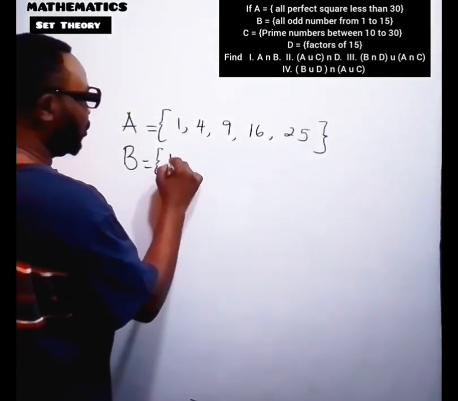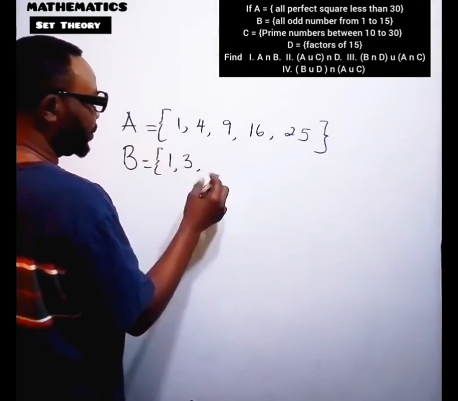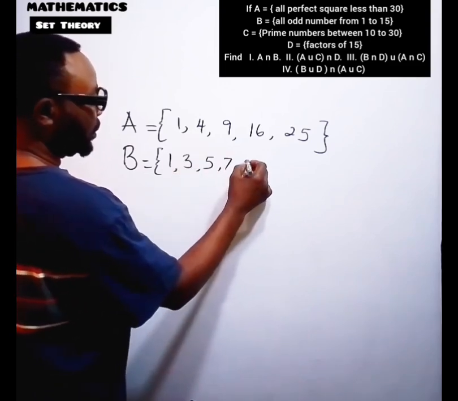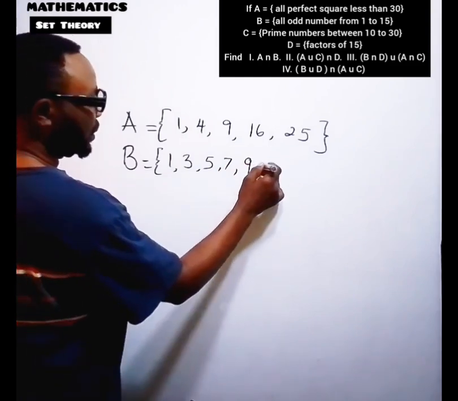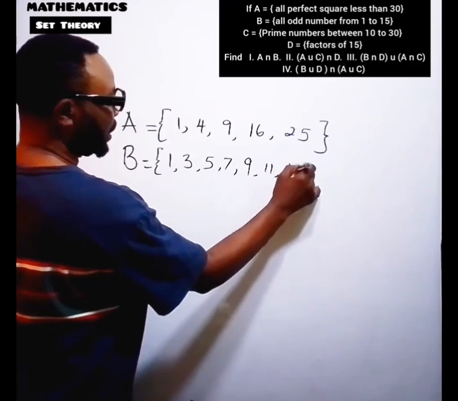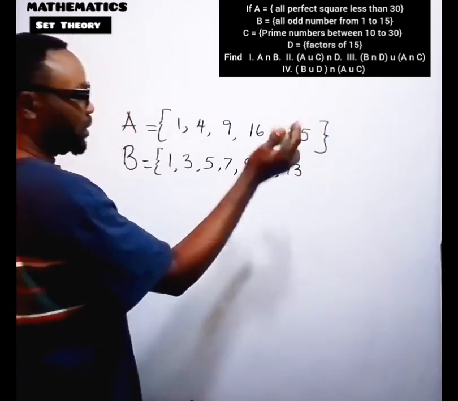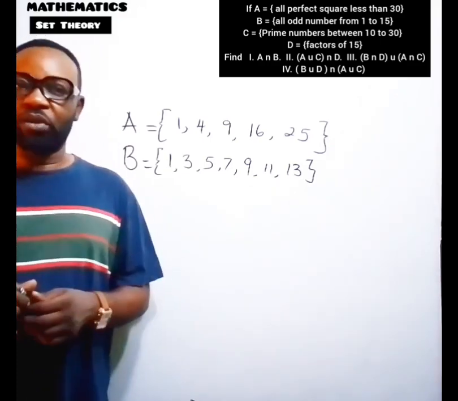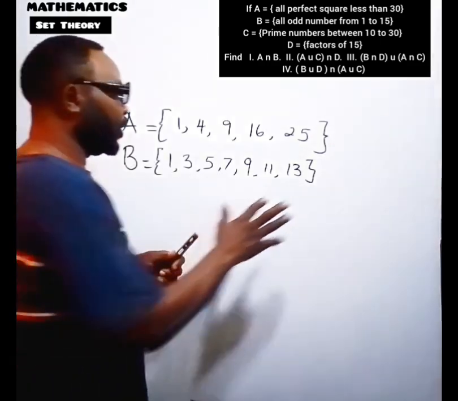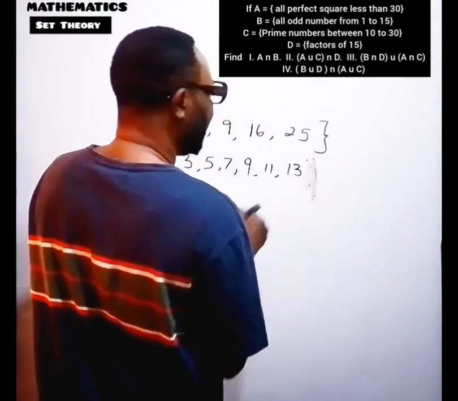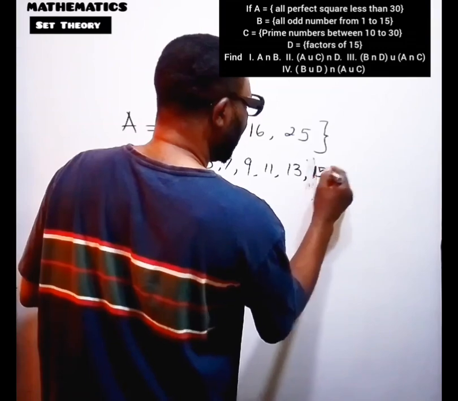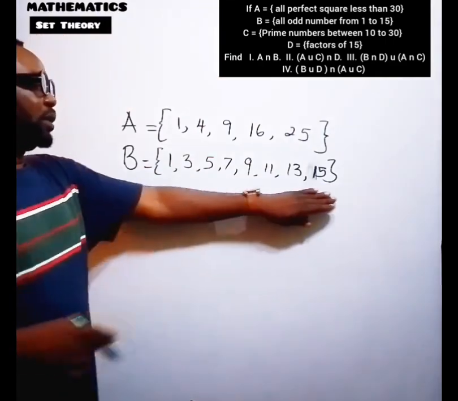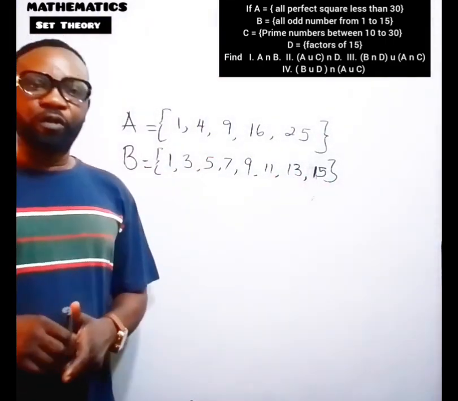Examples of them are 1, 3, 5, 7, 9, 11, 13. 14 is not an odd number, and 15 too. 15 is an odd number as well. But the question says from 1 to 15, so 15 is going to be part of the odd numbers as well. So we are going to include 15 in such a question.